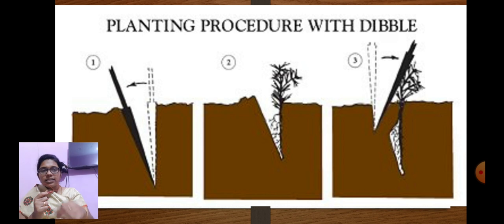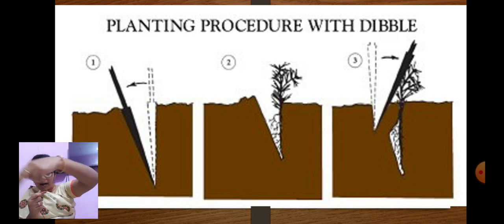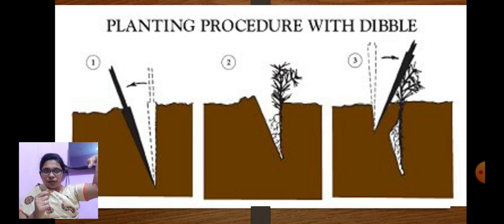And the third one is, again the sharp object is put in, and it is moved towards the right. First it was moved towards the left and it created a pit. Then it is again moved to the right, so it will fill the soil. The pit which was already created by the sharp object will be closed and the plant will stay.